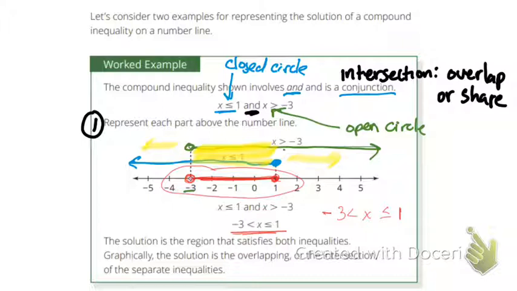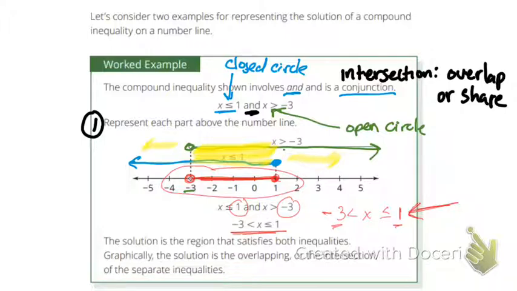So if you have a conjunction, I'm going to ask that you rewrite it in this form. You just take the lowest value, put it on the left, the highest value, put it on the right, and then use your inequalities as needed, less than or equal to or less than, depending on if the circle is open or closed. So these are the solutions in the region that satisfy both inequalities. Graphically, the solution is the overlapping or the intersection of the separate inequalities.